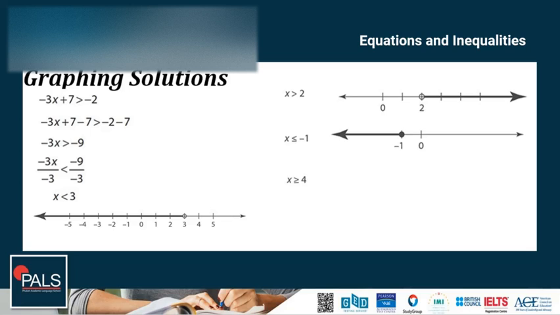Okay, another one, x is greater than or equal to 4. The graph is a closed shaded circle, then an arrow line moving to the right.